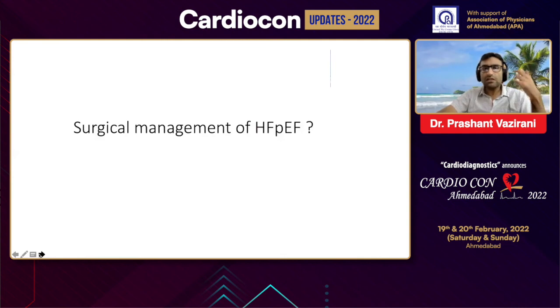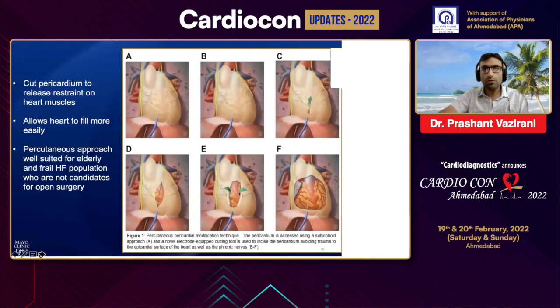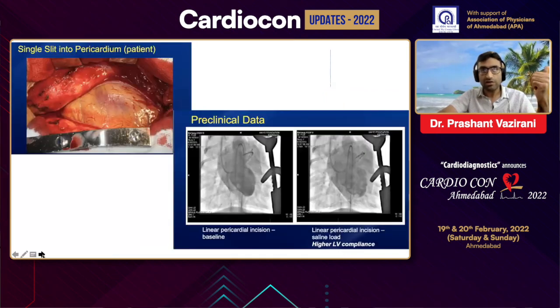What is the surgical management of HFpEF? So we know there is increased LV filling pressure, but what to do about it? You can slit the pericardium so you can allow the heart to fill more easily, just like we do in constrictive pericarditis, and it can be done percutaneously for a very elderly, frail patient who is not suitable for any other surgeries. So you can make a single slit in the pericardium. It has been studied preclinically that there has been higher LV compliance with saline load. So all this is in the pipeline, and we'll see.